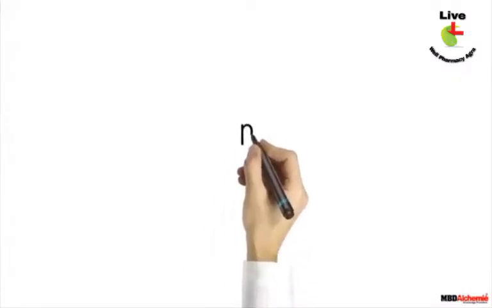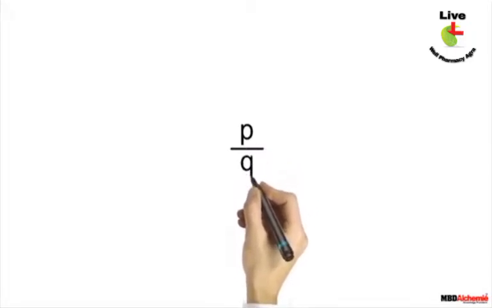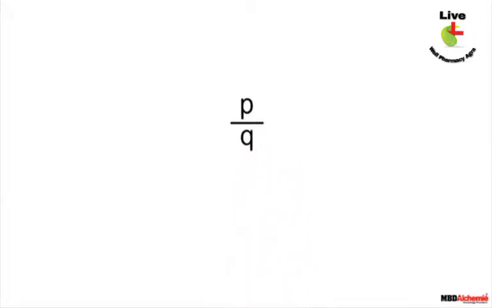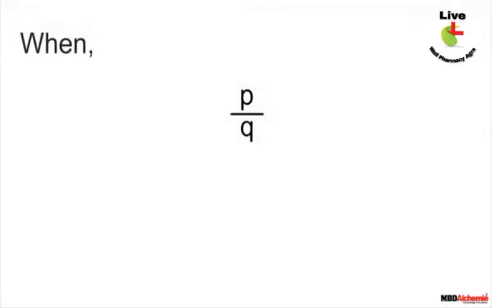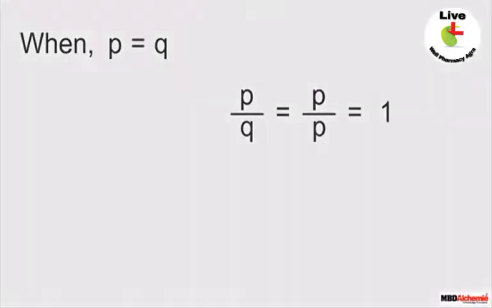To simplify things, rational numbers can be classified into three types. 1. When the numerator is greater than the denominator. 2. When the numerator is less than the denominator. 3. When the numerator is equal to the denominator. Always remember, when we compare we see only the numeric value. And when the numerator is equal to the denominator, the numeric value of the rational number is 1.